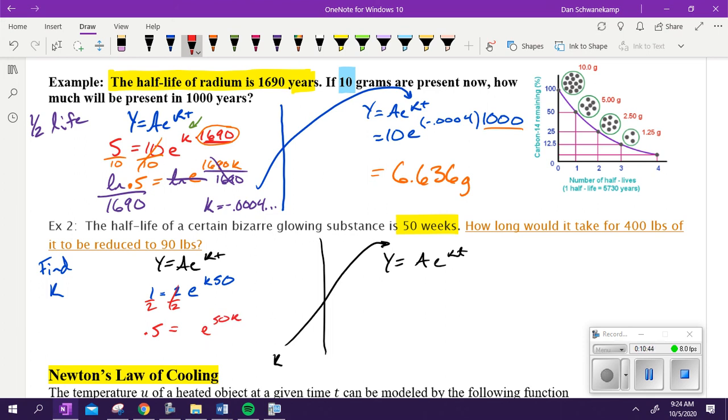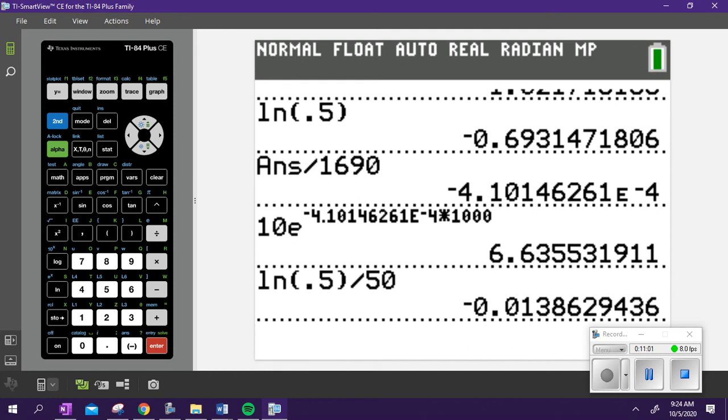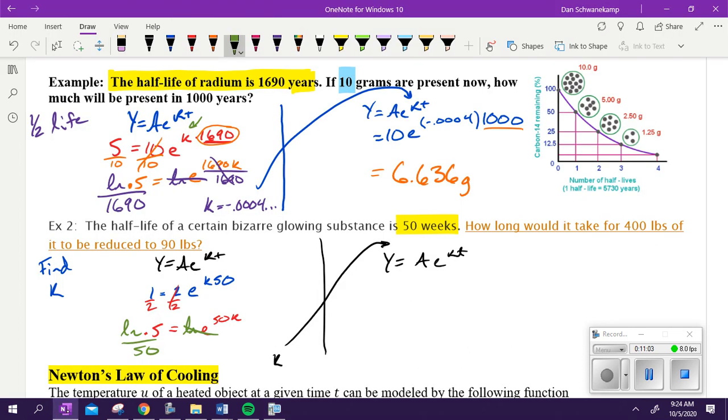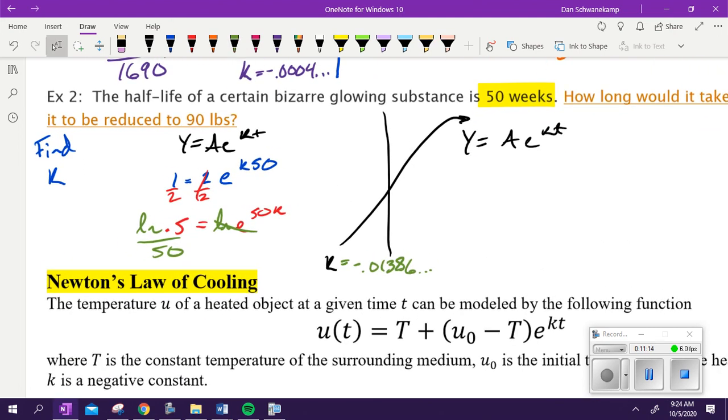Once I've done that, Sam M., what'd you do next? No, not yet. ln. First, we're going to take the natural log to get rid of the e, and then divide by 50. Good. So natural log of 0.5, and I'm going to take that and divide it by 50. I get negative 0.01386. And again, I'm not actually rounding it, I'm just writing it down so you can see it. That is my k. It should be negative because I'm getting smaller.